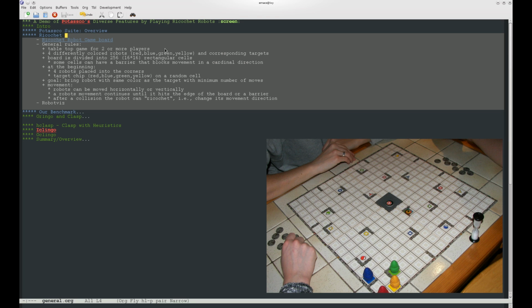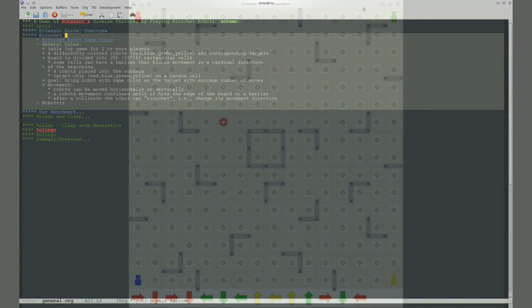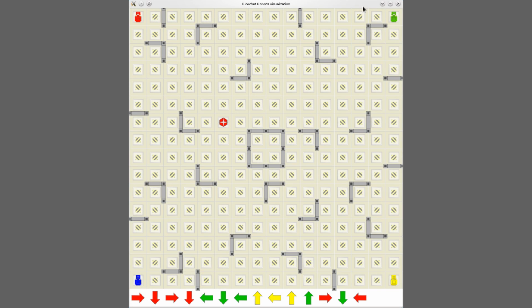However, one has to consider that the movement of robots is restricted in the sense that they can only move horizontally or vertically. Furthermore, a robot continues to move until it hits the edge of the board or a barrier on a field. After collision, a robot can then ricochet, that is, it can change its movement direction. Let me show you by an example how this all plays out.